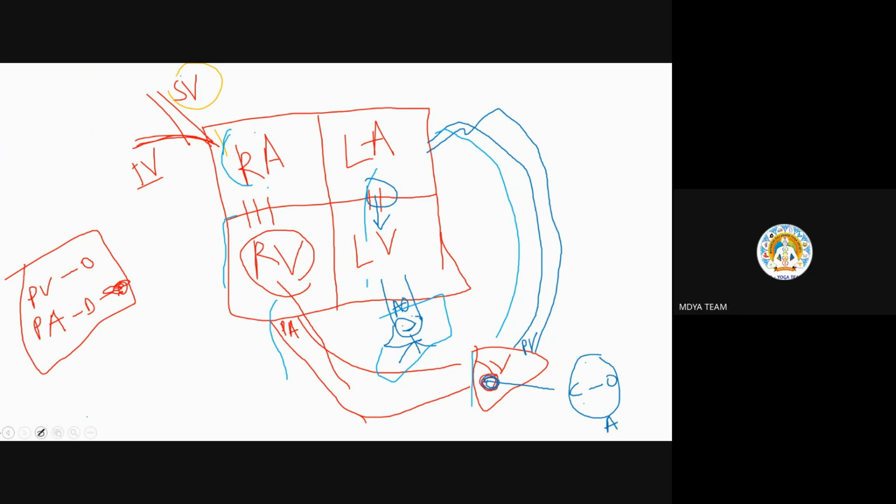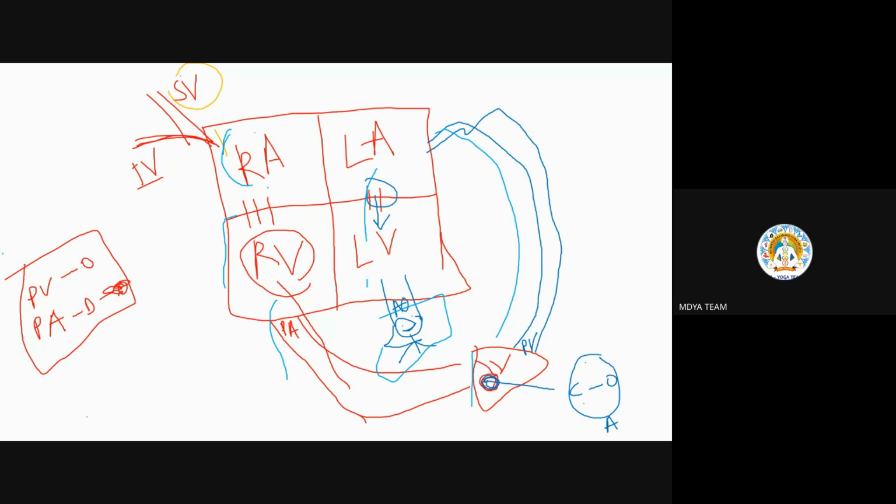Ma'am, you can take a picture because it will go off when I go back. Ma'am, I already told you, in the heart four valves are there, but in this diagram you explain only two valves, bicuspid and tricuspid.